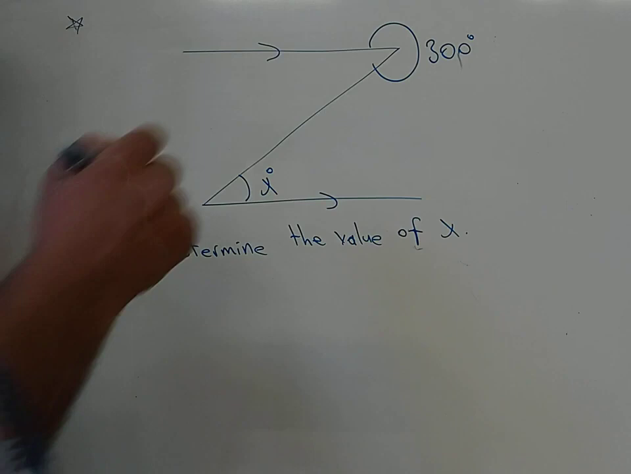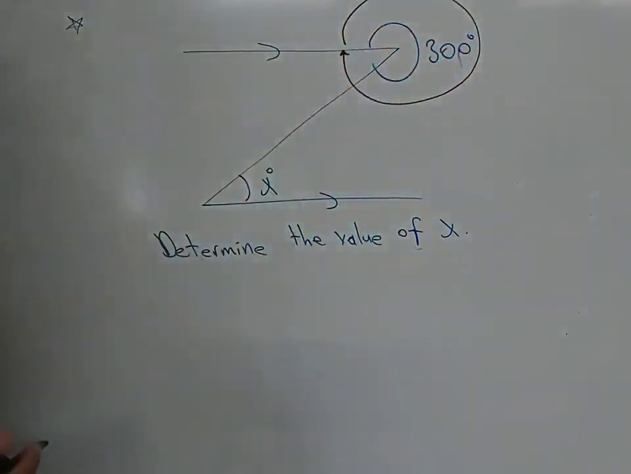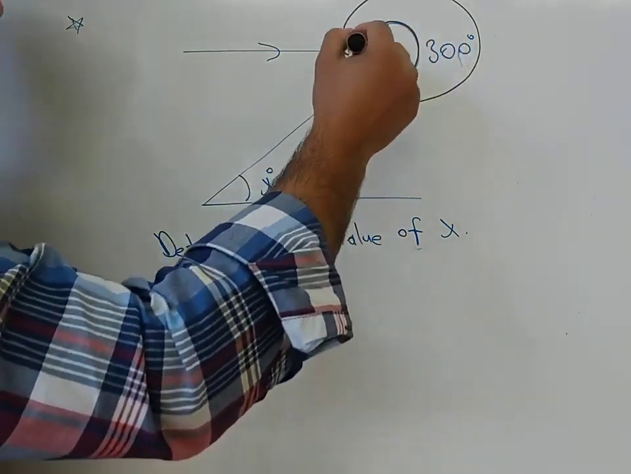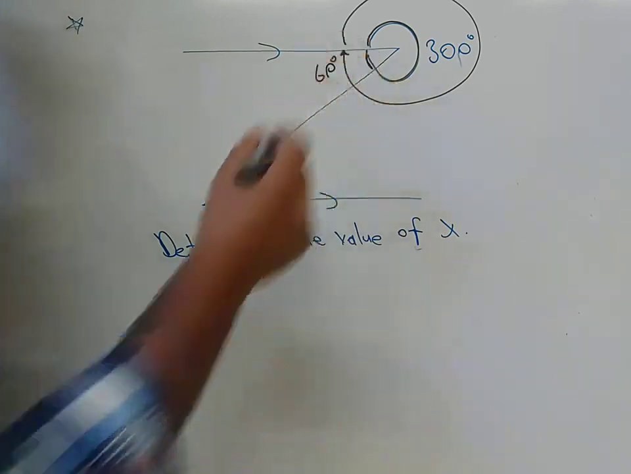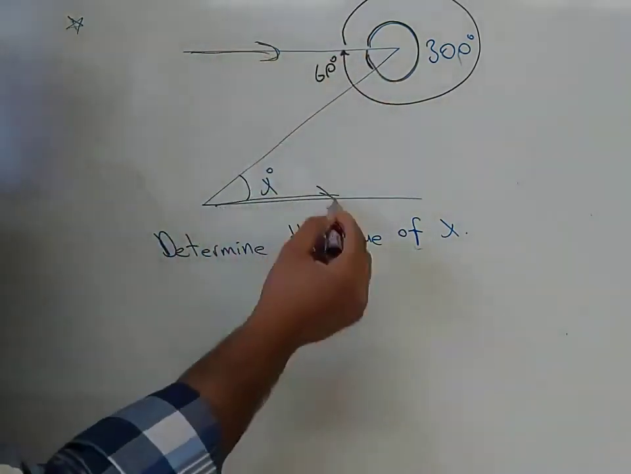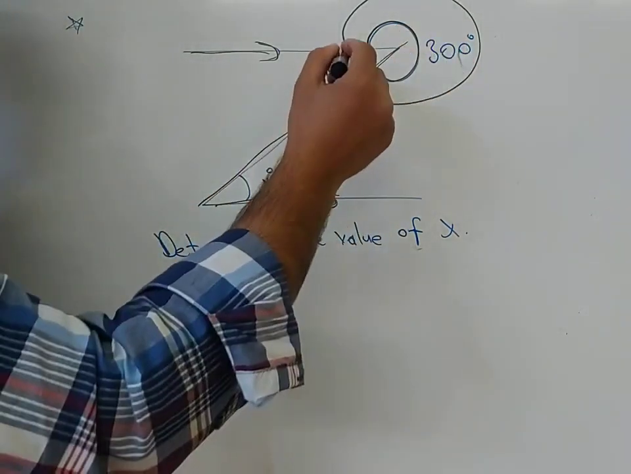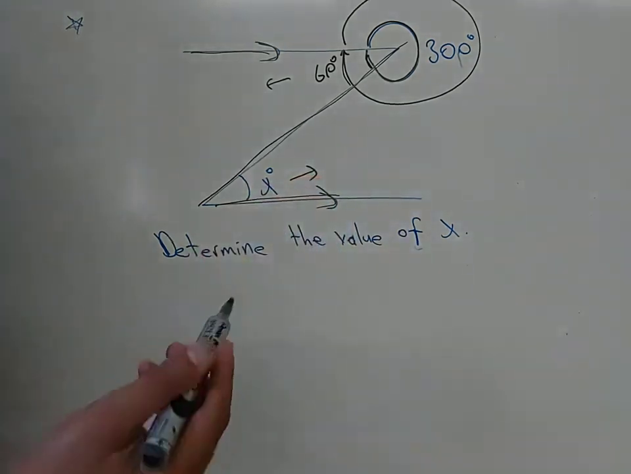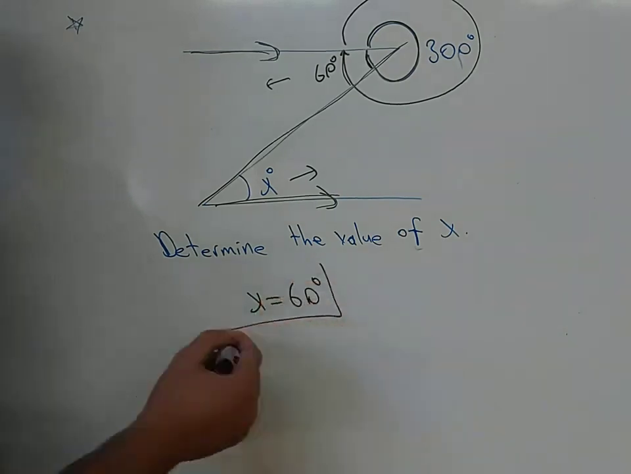So according to full revolution, this is going to be 360. So if this one is 300, this part is going to be 60 then. And as you see, this line and this line are parallel to each other, and if this one is straight, this and this will be the same. So x is going to be 60 degrees then.